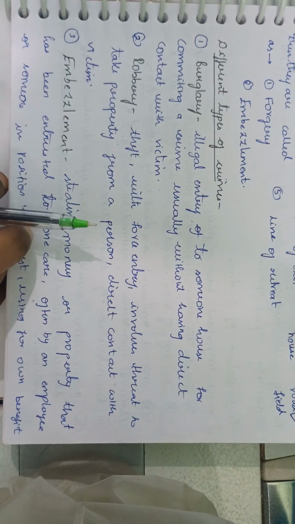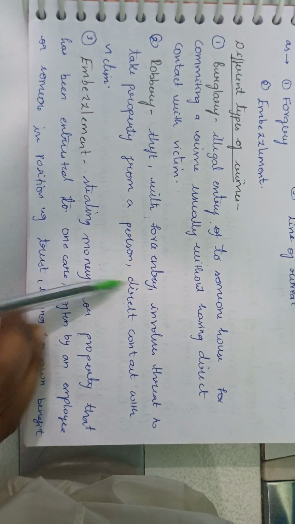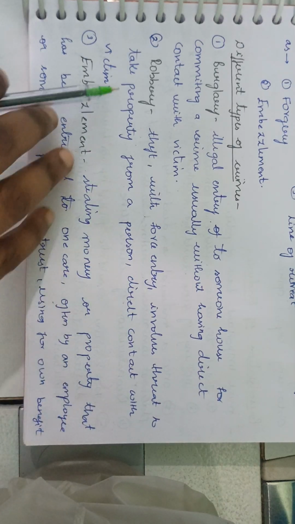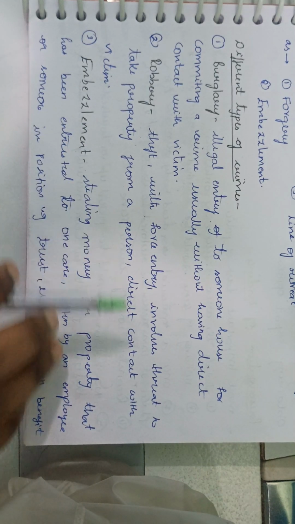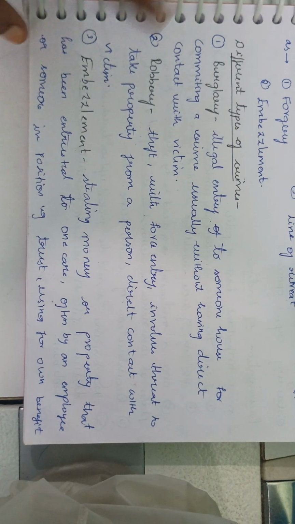It means without the knowledge of the victim, they just make this illegal entry to commit a crime. Then, robbery. Robbery is a kind of theft which includes a forced entry, which involves the threat to take property from a person. Direct contact with the victim is seen here, meaning they will threaten the persons of the house, then they will rob the house. So they have direct contact with the victim, that's known as robbery.